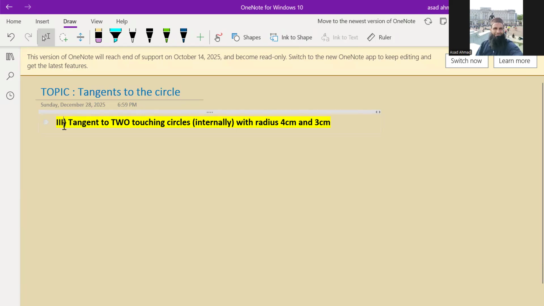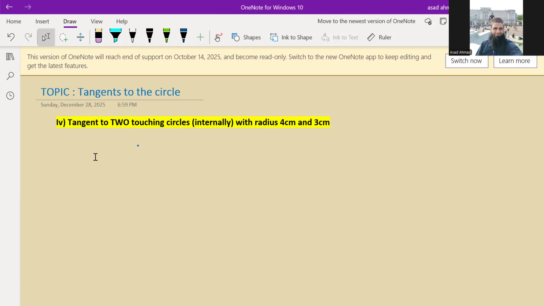The next topic is tangent to touching circles, but the touching circles are internally touching each other. Radii are 4 and 3 centimeter respectively. So we have to draw the touching circles internally. You have to keep it in your mind that in this case you will have to take the difference of the two radii to draw the line segment.